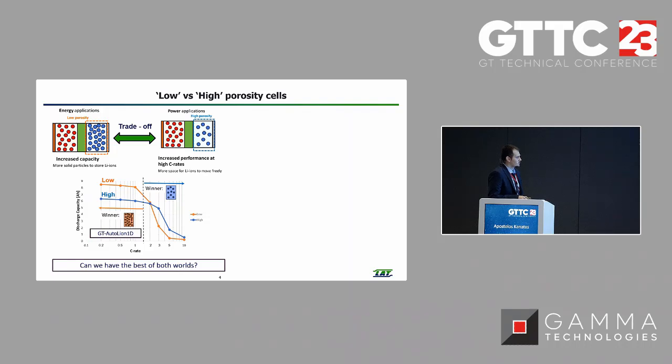And here we have a proof of this concept, where we have done some simulations with GT-Auto line 1D, where we examine the discharge capacity, which is the capacity that the cell can deliver during discharge until it reaches the cutoff voltage. So we examine the discharge capacity for various C rates, and as regards the low C rates, we can see that the low porosity electrode performs better, while for high C rates, the high porosity electrode is the winner. But we want good performance throughout the whole C rate range. So the question here is, can we have the best of both worlds?